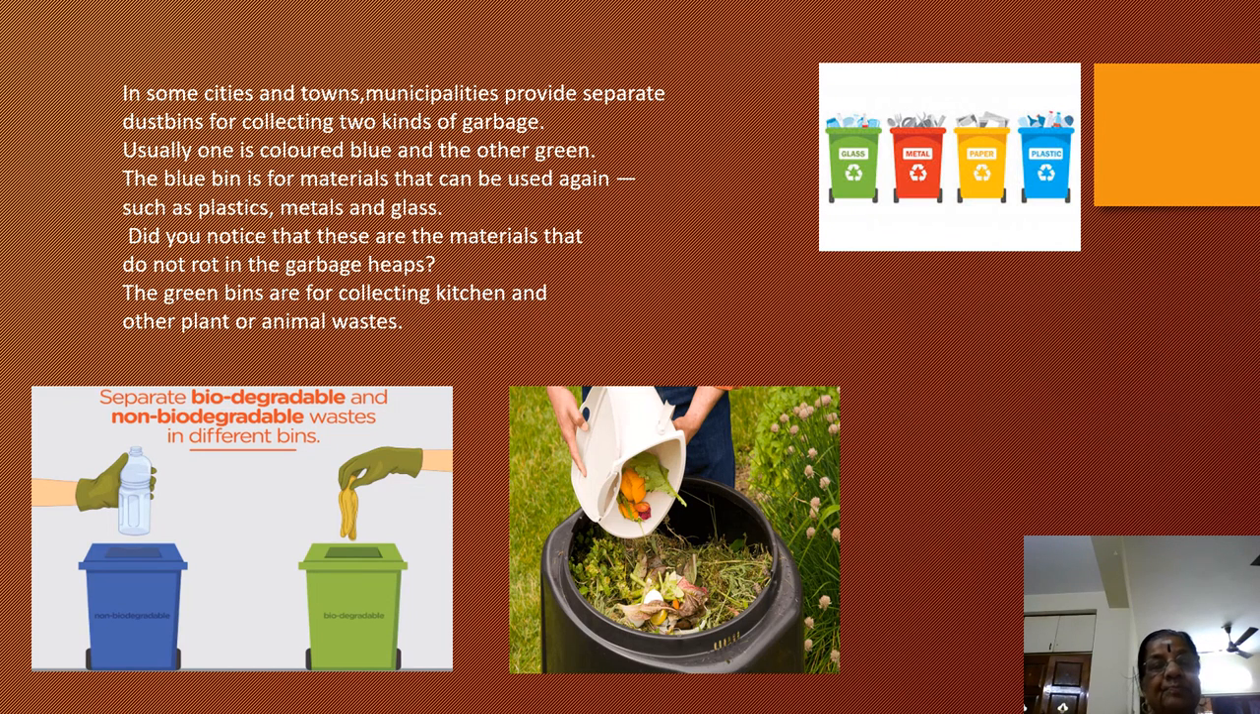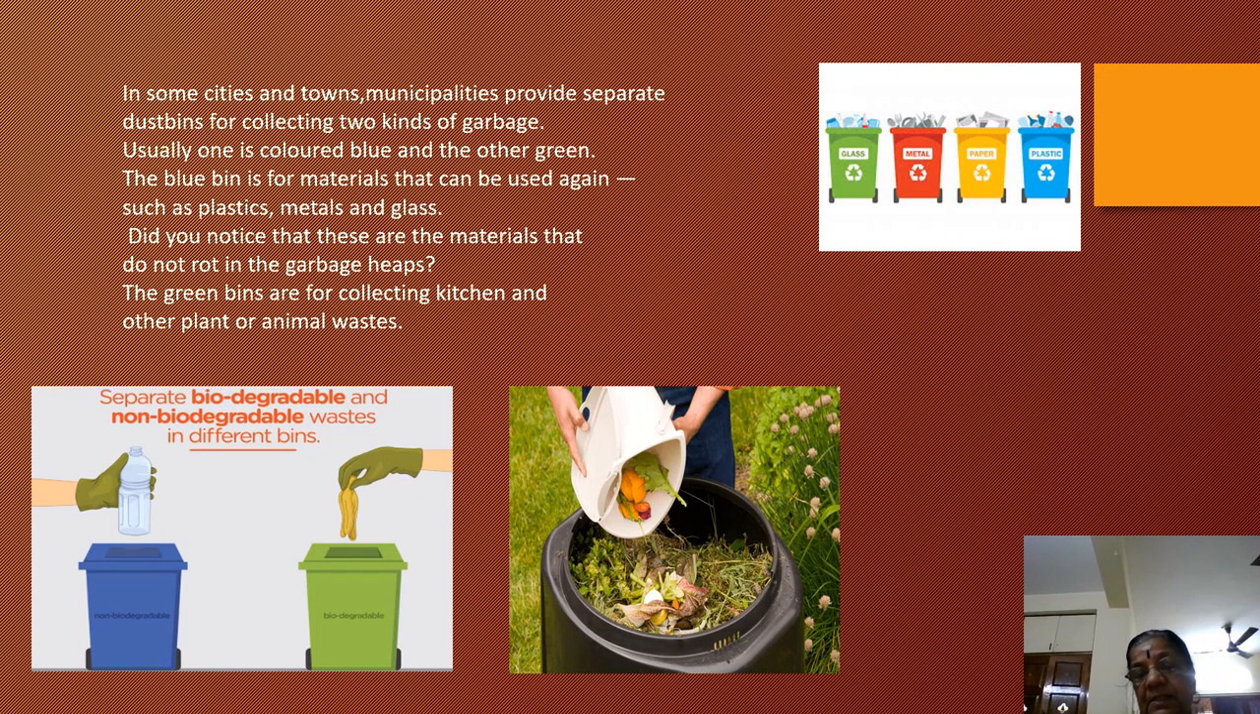So these are the types of colored dustbins that we are using for accumulating the waste. We are talking about dealing with the waste. I hope you understand this. So blue bin is for material that can be used again, such as plastic, metal and glass.